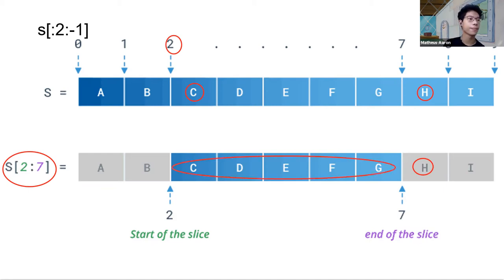Okay. If you are not so sure how to do it, just imagine that at the stop index, which is 7, there is a great wall, a huge great wall.